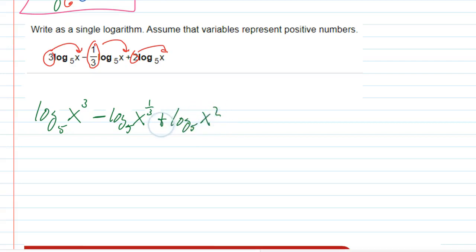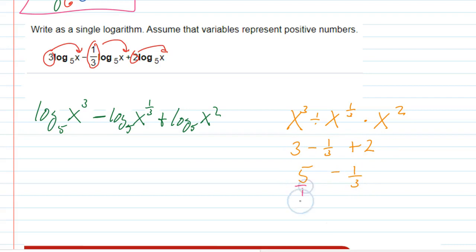We know that adding is multiplication and that subtracting is division. Forget about the logs for a second and just look at what's happening inside them. We have x cubed divided by x to the 1/3 times x squared. Now if we remember, when we're multiplying like bases, we're going to add the exponents. So what we have is 3 minus 1/3 plus 2. Now we can just add and subtract like in elementary school. 3 plus 2 is 5 minus 1/3.